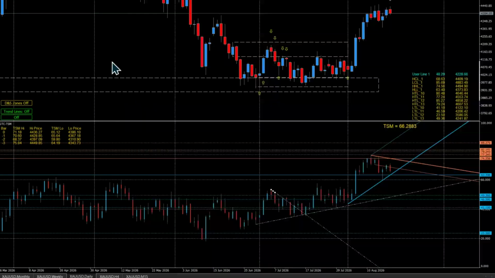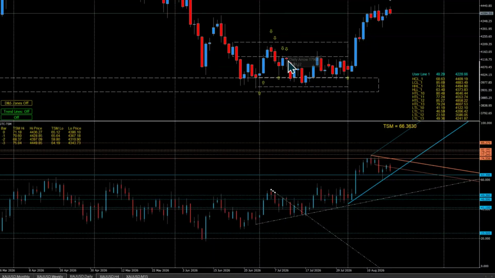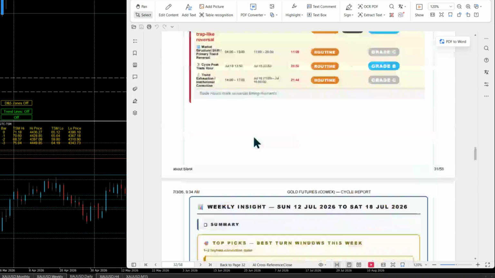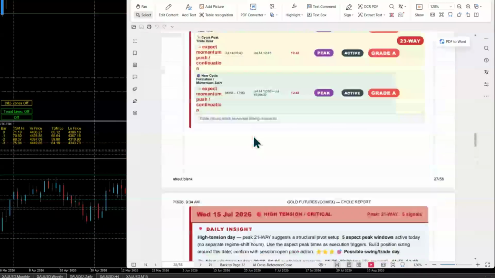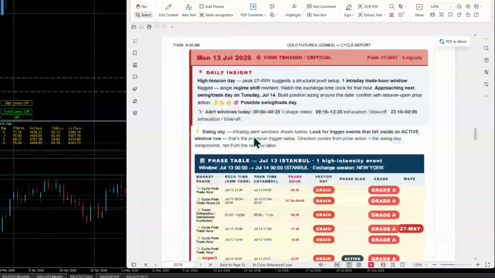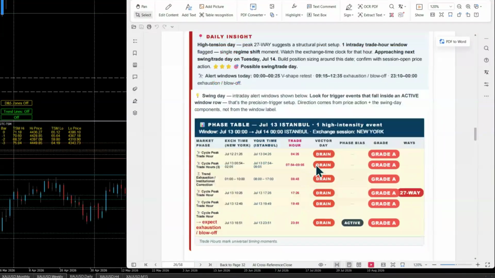Let's check it out. Monday the 13th of July. This is the 13th of July. Now look, Friday selling the edges, bang, Monday down. You're just following through. And let's take a look at what the report told us on Monday. So I've got all the dates in advance. So what are we expecting on Monday, right? Look, Monday, tension. It's a drain day, all right?